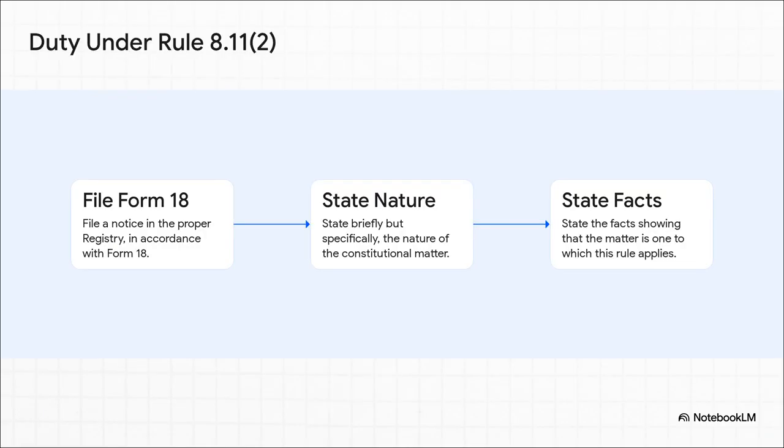So you've figured out you have a constitutional matter on your hands. Now what? Well, Rule 8.11, Subrule 2, lays out three steps that are absolutely mandatory. You have to file a Form 18 notice, and in that form, you've got to spell out the nature of the issue and the specific facts that make this rule apply. This is not optional. It's a fundamental duty you have to fulfill.